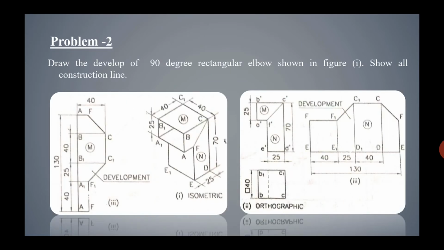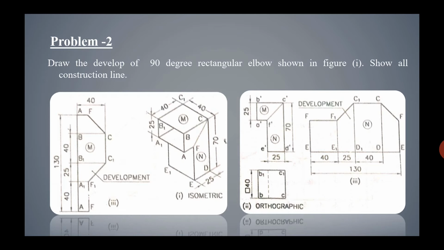In this problem, a 90-degree rectangular elbow is given. This is somewhat of an isometric shape, and also a side view is given, and we have to draw its orthographic view, and the development also.